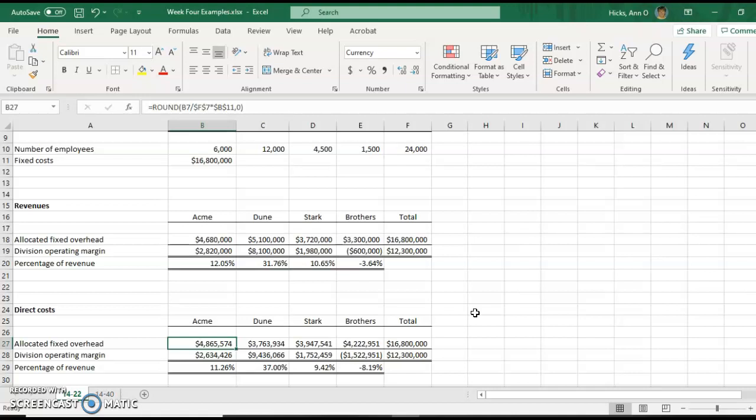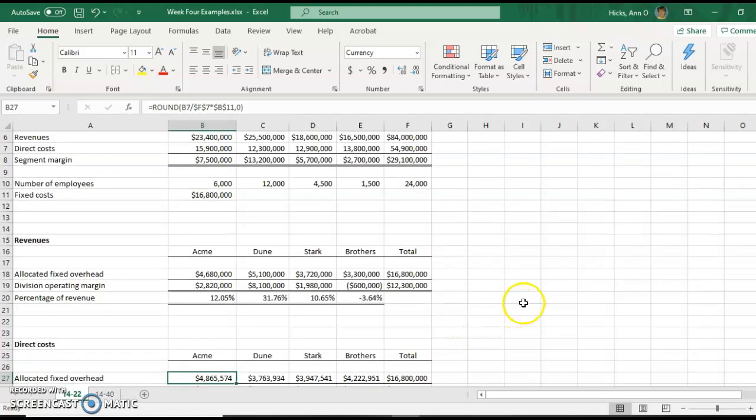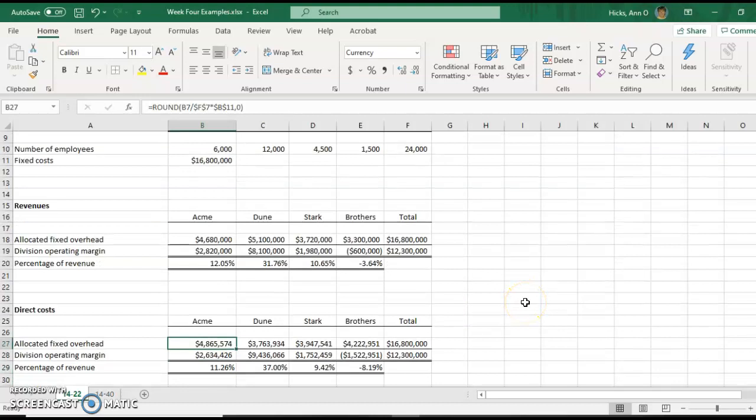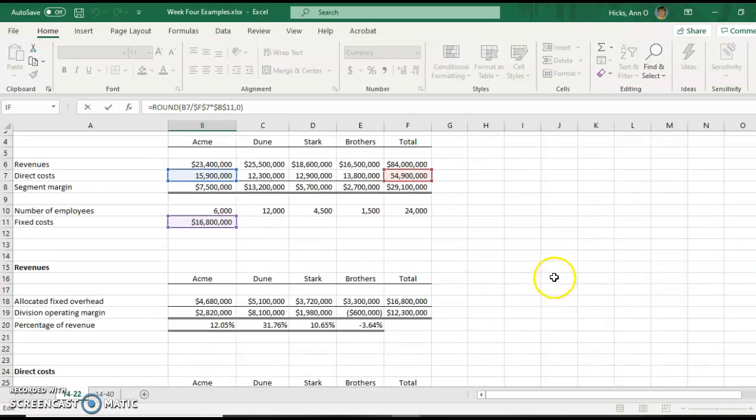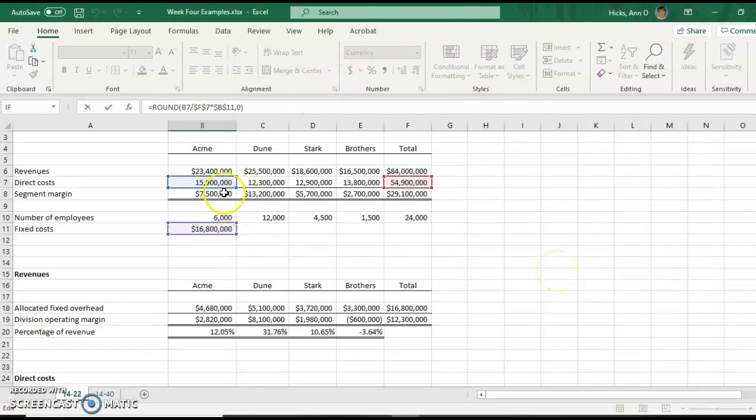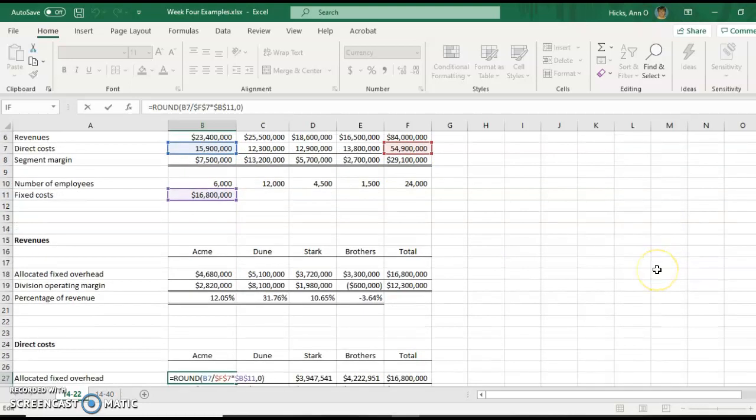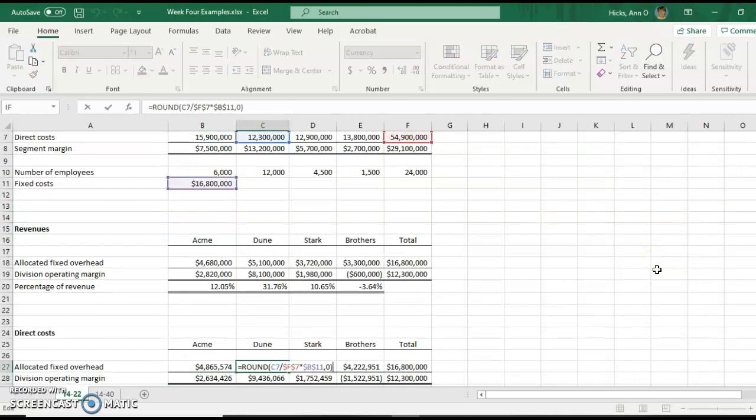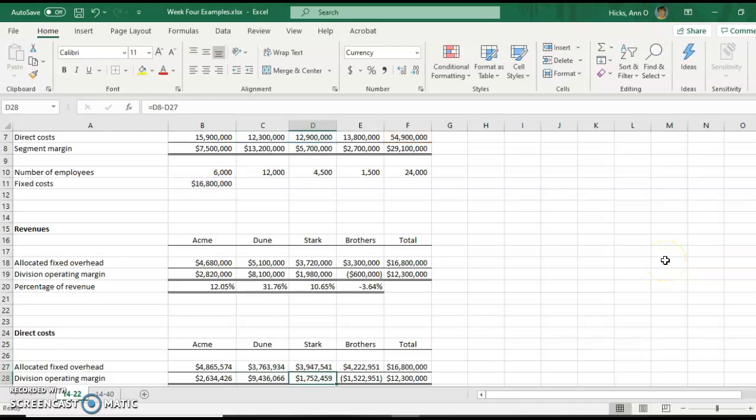We're going to allocate fixed overhead based on the amount of direct costs. Idea being the more direct costs you have, the more you make use of the corporate overhead or the fixed costs. So same scenario, if you go into the formula, I'm taking now the direct costs for Acme divided by the total times the fixed costs. And then if you walk across each division, I've gone through exactly the same calculation for each one.